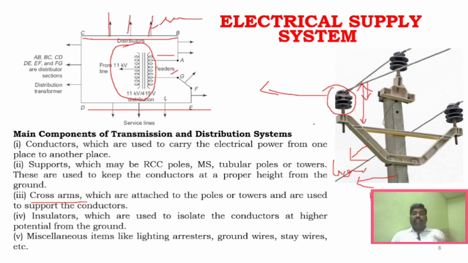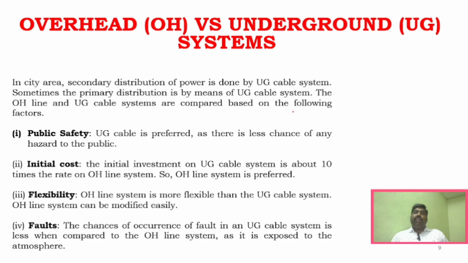And apart from it, you have other components as well: lightning arresters, ground wires, stay wires, etc. These are the main components of a transmission and distribution system, right? So we have seen the complete electrical supply system so far. And as I said, we will use both overhead cables as well as underground cables. So we'll see the comparison between the overhead and the underground systems.